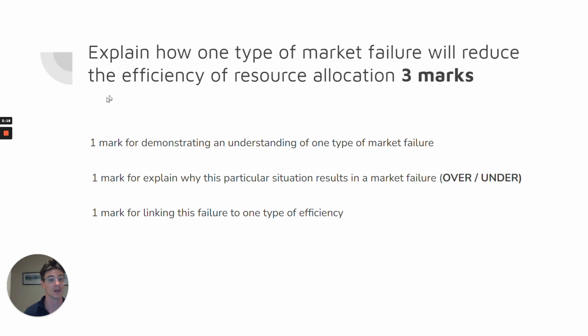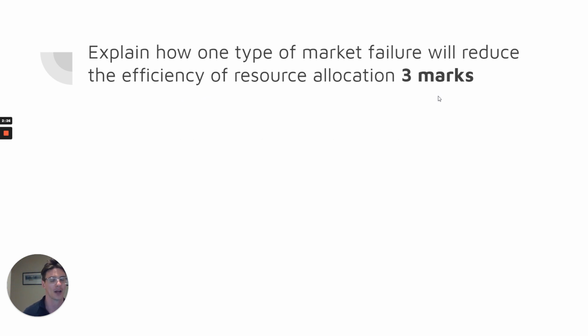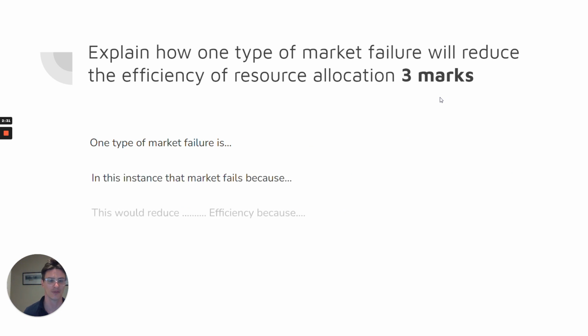And finally, we need to bring it back to that one type of efficiency. Again, I would always use, if I had the choice, allocative efficiency. It's just easy. So here's a bit of a scaffold for you to have a go. You're going to say one type of market failure is, and then you define it. In this instance, the market fails because, and this would reduce one type of efficiency because. So pause and maybe have a go at this question before you look at my sample answer. There's a nice structure for you to get started.